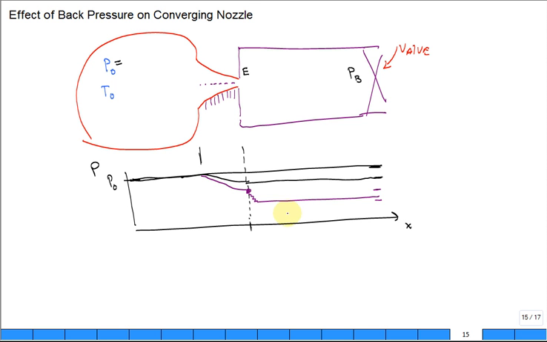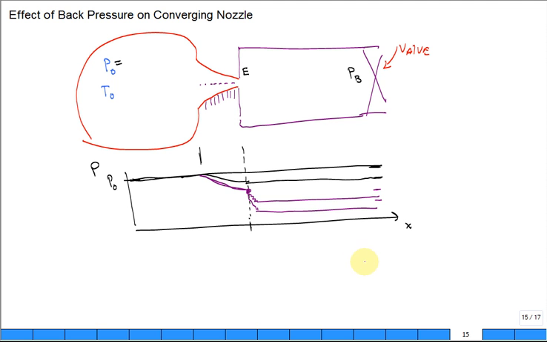What happens if I drop that back pressure some more? You're just going to get a bigger shock. You're not going to increase the flow through the nozzle anymore. You're not going to actually change the velocity at any point in the nozzle. It'll have attained it.